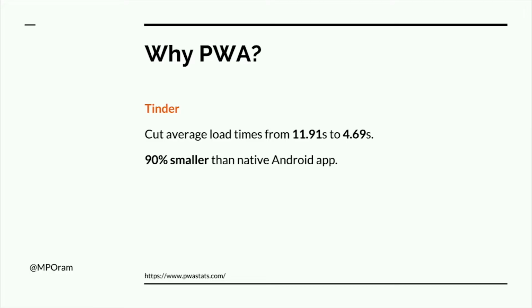They obviously have quite a popular mobile app. When they turned their web version into a PWA, they actually cut their load times from 11.91 seconds on their native app down to 4.69 seconds, which is a reasonable increase in speed. Their PWA is actually 90% smaller than the native Android application.